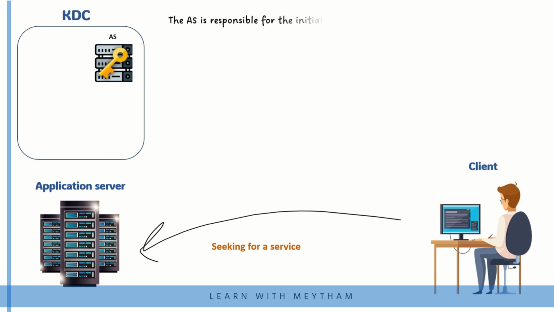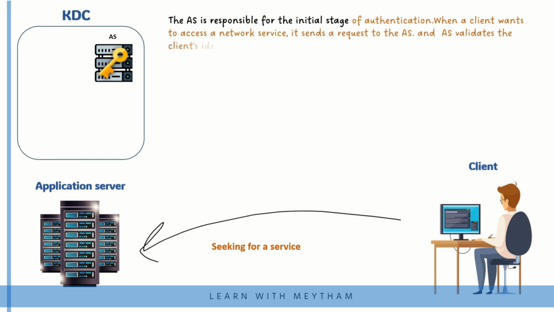First up, we have the Authentication Server, or AS. The AS is responsible for the initial stage of authentication. When a client wants to access a network service, it sends a request to the AS. And the AS validates the client's identity and issues a ticket-granting ticket, TGT.